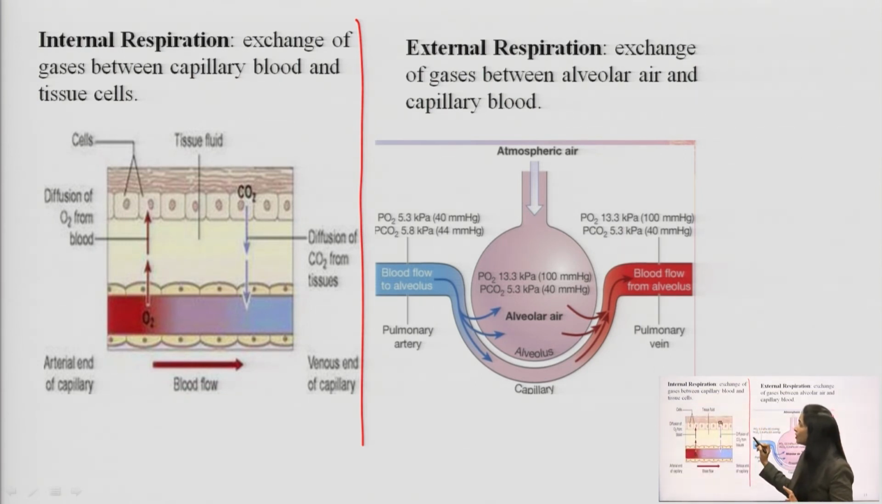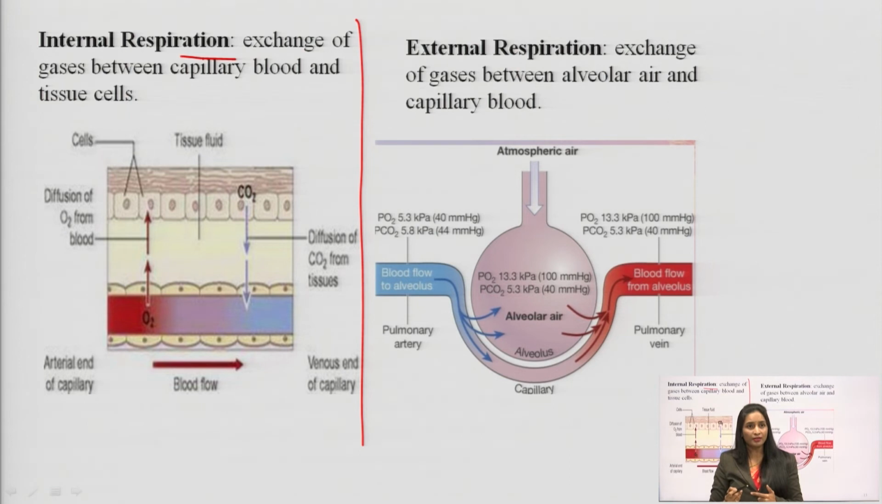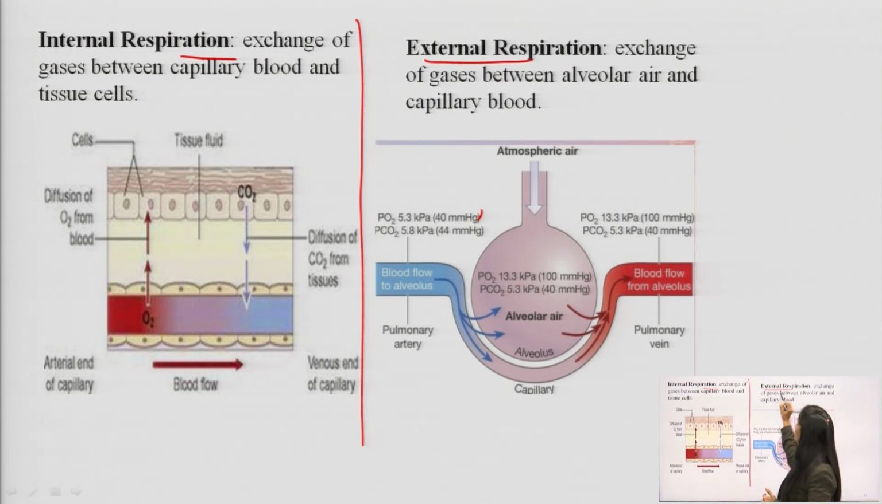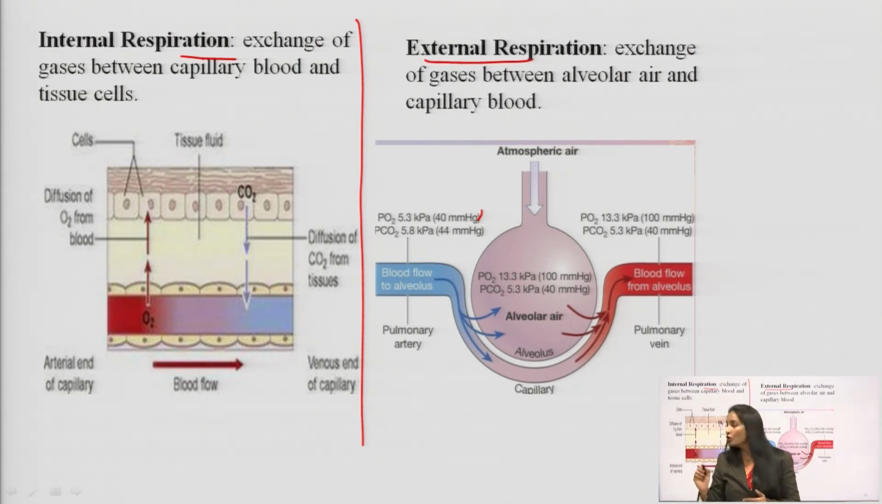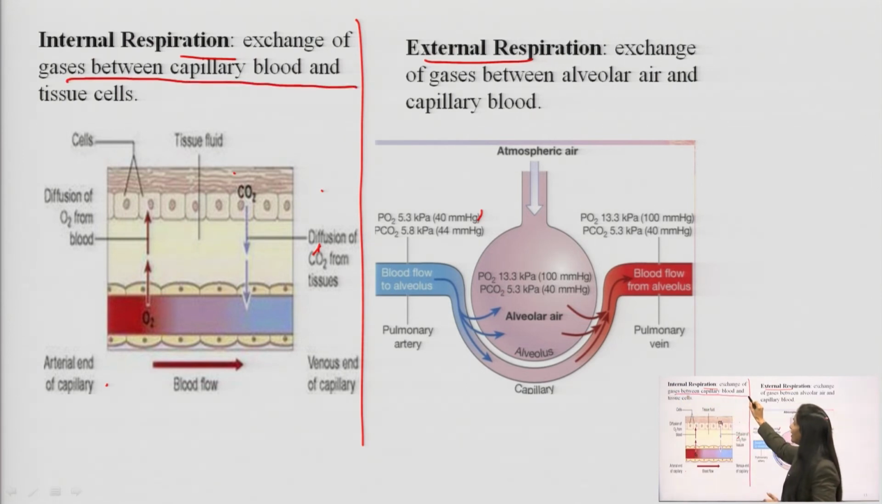So, if you see here, internal respiration, what is going to happen here? The exchange of gases you can see between the capillary blood and tissue. In external respiration, the exchange of gases is between alveolar air and capillary blood. Okay. So, in this diagram, here this is any tissue fluid. Here the exchange happens between the capillary and tissue, right. In internal respiration, the gas exchange is between capillary blood and tissue cell.